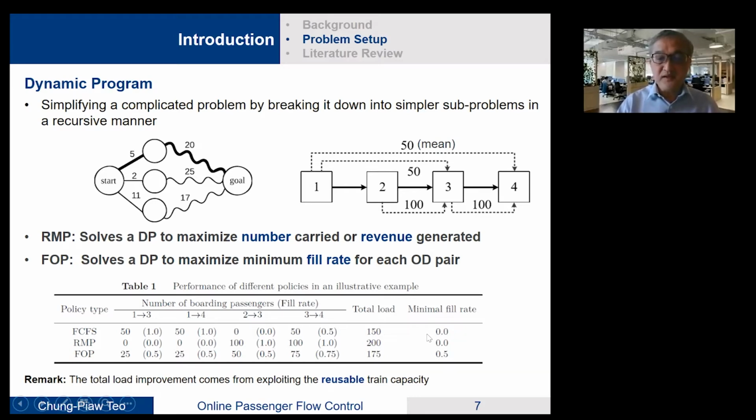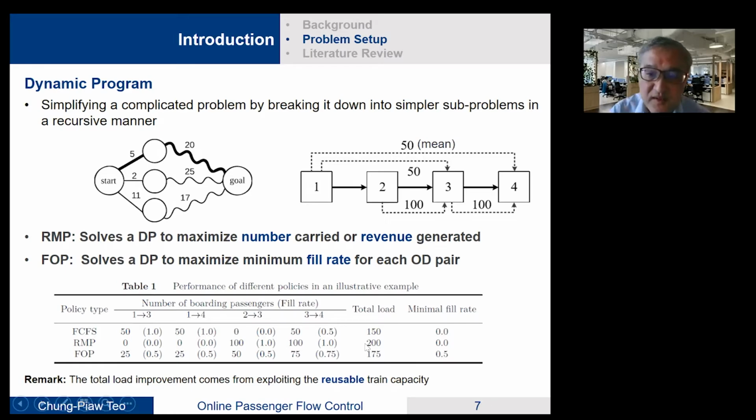Of course, the first come first serve is not revenue maximizing. If you were to focus on maximizing the number carried, you would say no to all the customers in the first station, leaving the capacity for 2 to 3 and 3 to 4, and that allows you to carry 200 passengers. But again, of course, the fill rate is 0. On the other hand, if you were to do a max min fill rate type policy, the DP will give you a solution like carry 25 from 1 to 3, 25 from 1 to 4, 50 from 2 to 3, 75 from 3 to 4, leading to a total load of about 175 and a minimal fill rate of 0.5.